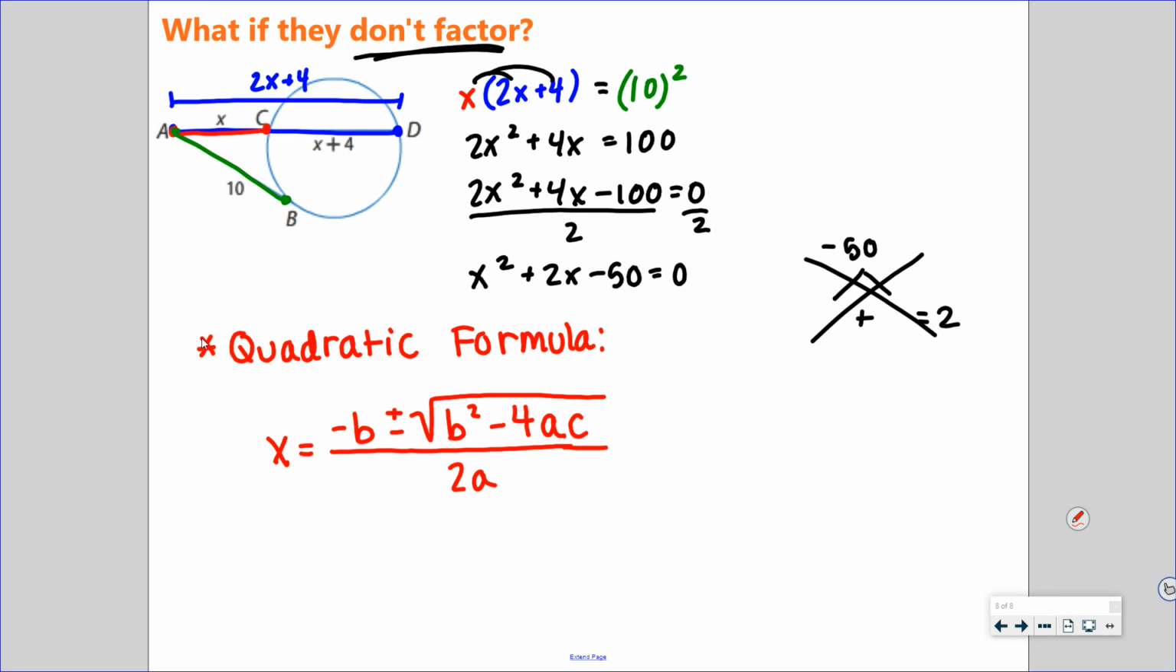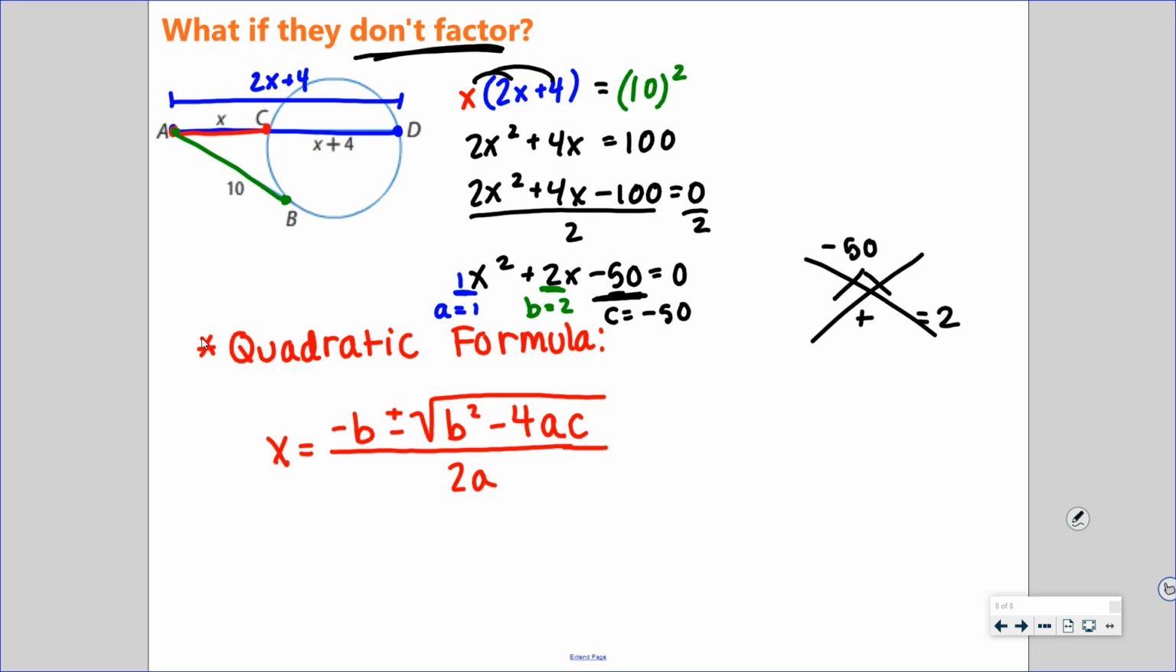A, B, and C are the coefficients from the equation, and it goes in alphabetical order. So A is the number in front of the x squared. What number's in front there? 1. So if I were to do this quadratic formula with mine, A is 1 in this specific example. B is the number in front of x. B is 2. And C is your constant. C is negative 50.